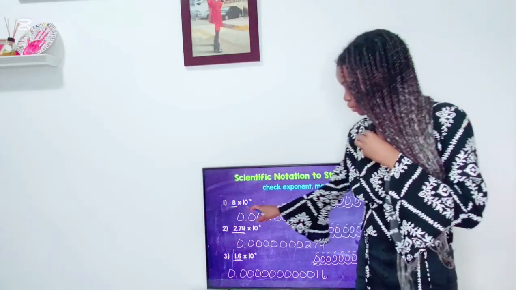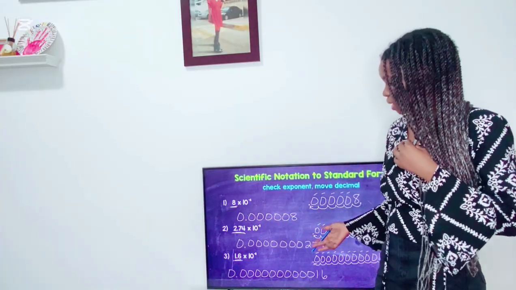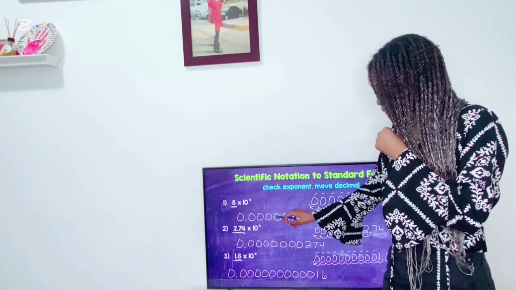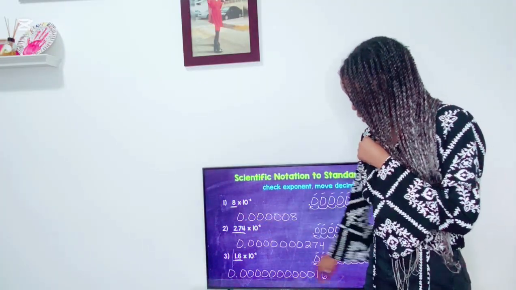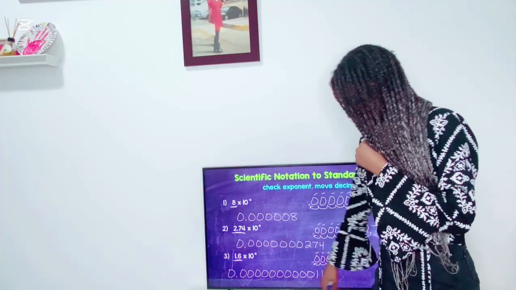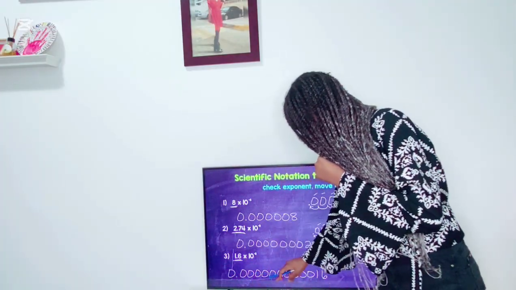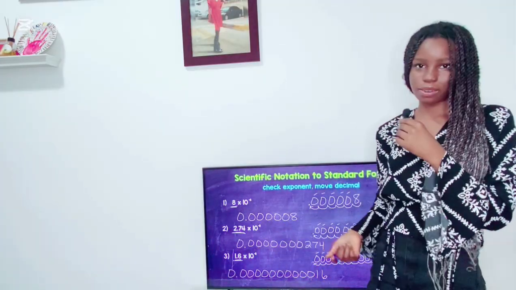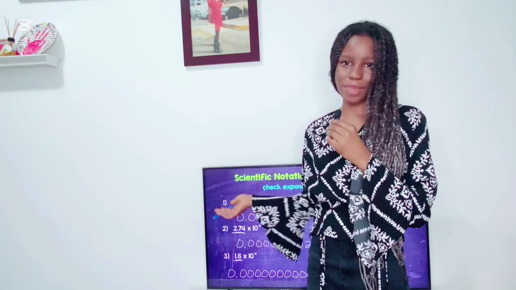You can also count the zeros and see that it actually aligns with our exponents. We have 1, 2, 3, 4, 5, 6 zeros. We have 1, 2, 3, 4, 5, 6, 7, 8 zeros. We have 1, 2, 3, 4, 5, 6, 7, 8, 9, 10, 11 zeros. So I'm pretty sure it already makes sense by now. But that, my friends, is basically how to convert scientific notation to standard form.